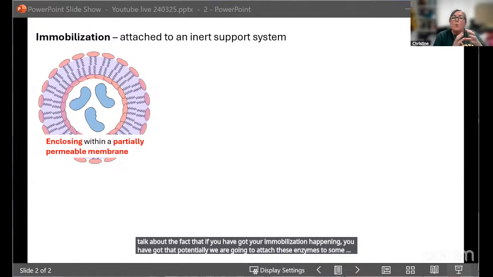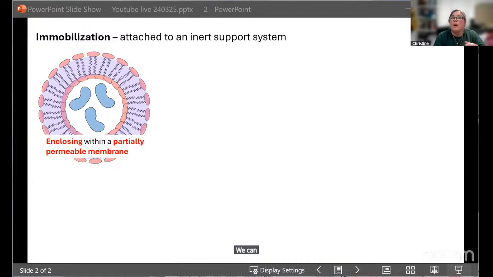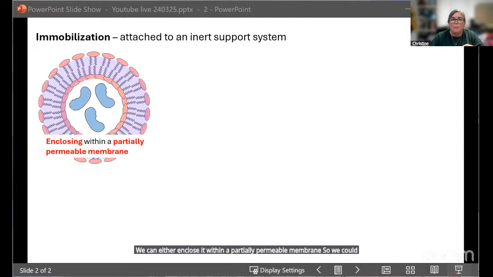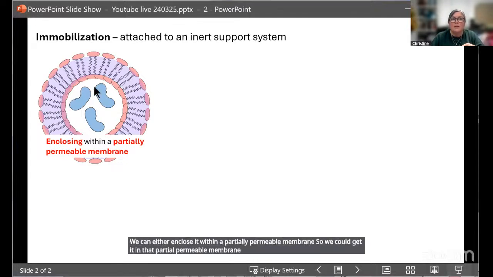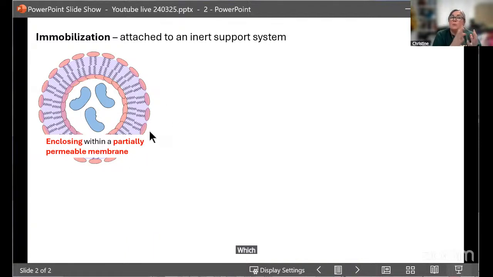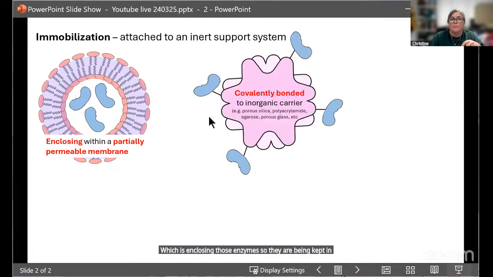potentially we are going to attach these enzymes to some form of a support system. So we can either enclose it within a partially permeable membrane. You can quite clearly see here I have my enzymes, that's what the blue is indicating. There's my enzyme, and here we have a phospholipid bilayer, so that partially permeable membrane is enclosing those enzymes so they are being kept in a specific area.